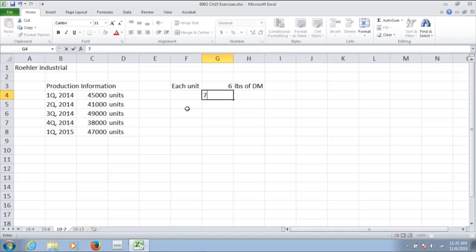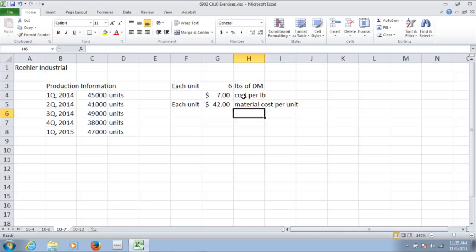And each of these pounds, so this is the cost per pound, is $7. So in other words, each of these units that are in column C translates to 6 multiplied by 7, or $42 material cost per unit.